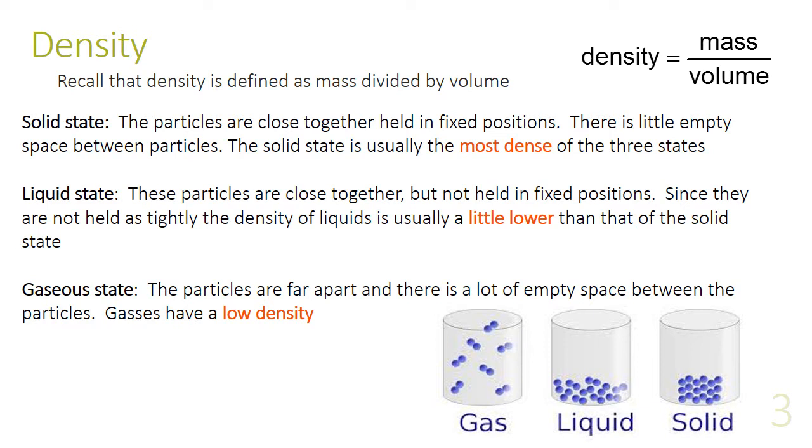The liquid state, the particles are still close together, but they're not held in fixed positions. They move around a little bit more, and there's a little bit more empty space between them. And so liquids in general are usually a little less dense than solids. There is one exception to that rule, and it happens to be water. Maybe we'll talk about that later in this slideshow. Water liquid is actually slightly more dense than the solid.